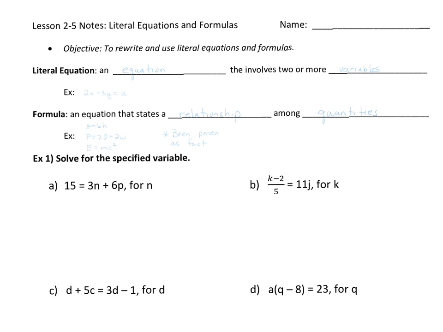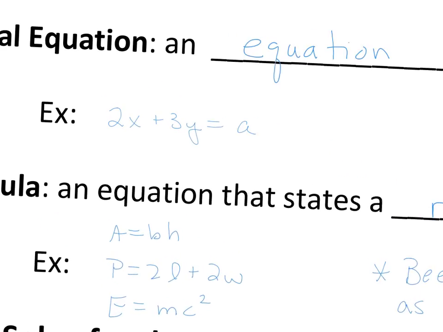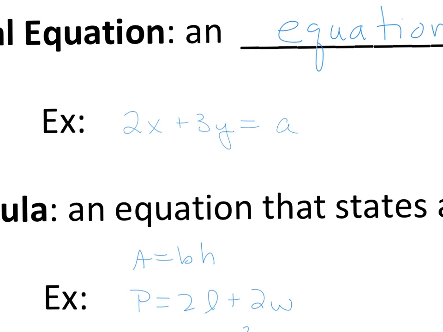Okay, so a literal equation is an equation that involves two or more variables, okay? So these are all examples of literal equations. Equations that are just chaotic, no rhyme or reason. So like 2x plus 3y equals A, okay? So lots of different letters in there, all right?